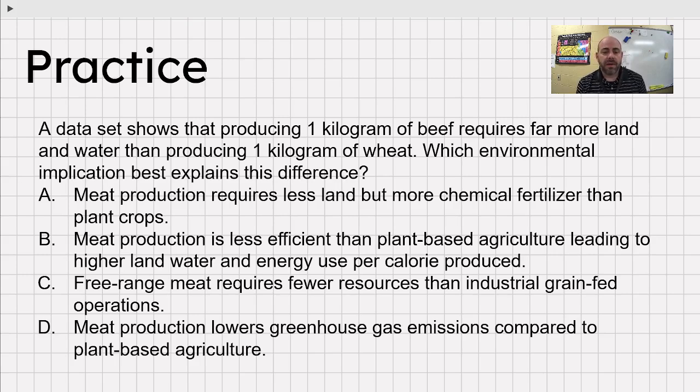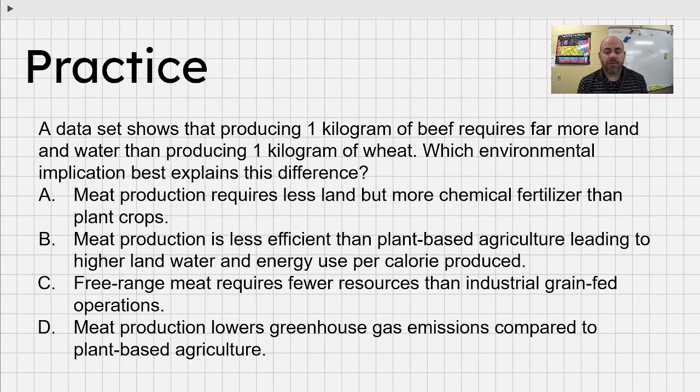So let's go find that in ABCD. Meat production requires less land, but more chemical fertilizer than crop. No, it doesn't. Meat production is less efficient than plant-based agriculture, leading to higher land and water energy use per calorie produced. It's a general statement that is true, but I'm not 100% convinced. Let's go look at the other ones.